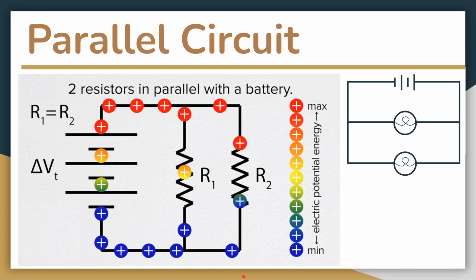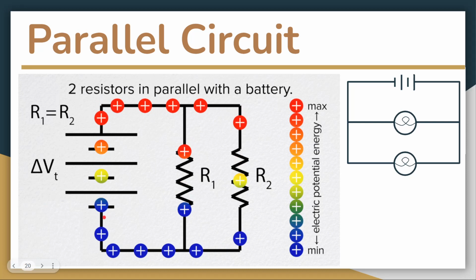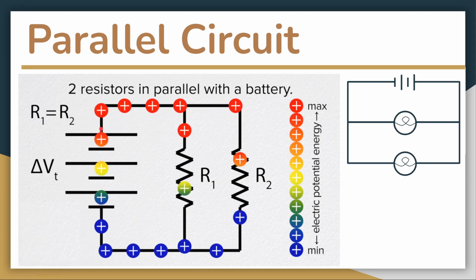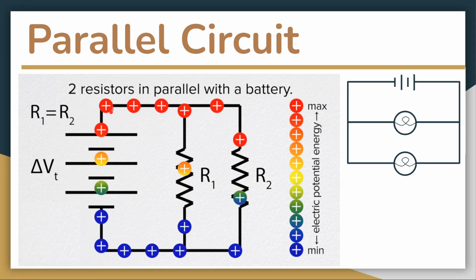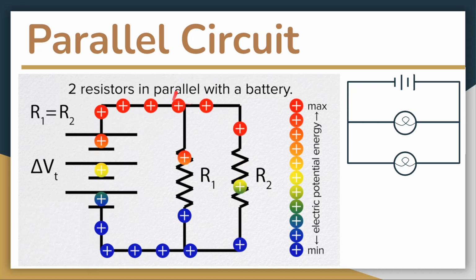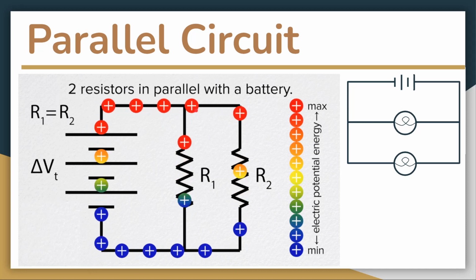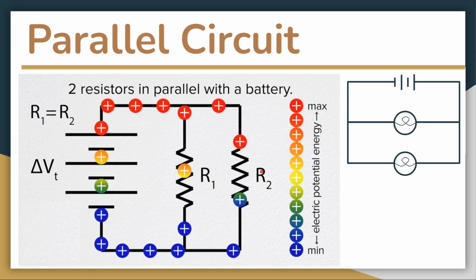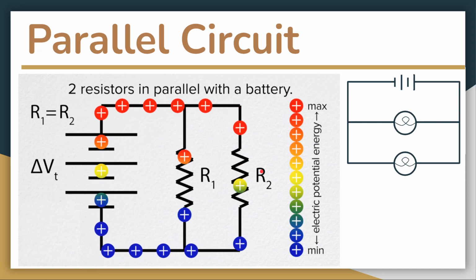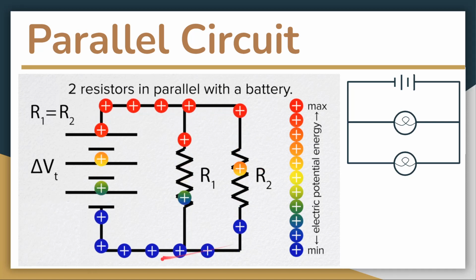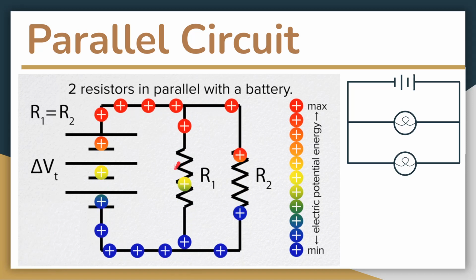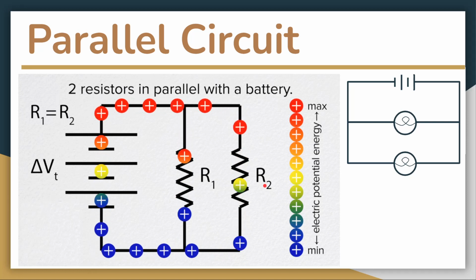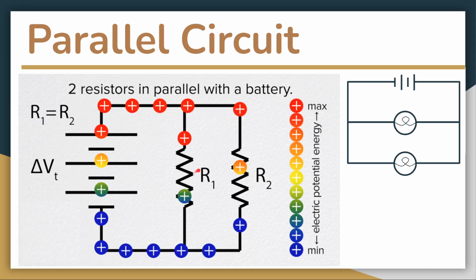Okay, and so here it looks kind of similar. My charges enter the battery having minimum electric potential energy. The battery does work to increase their electric potential energy, and so they leave and they're red. And then at this junction, some of them turn and go down, some of them continue forward. And so some of them go through R1 and some of them go through R2, but they're not going through both because they're on two separate loops. They rejoin each other here, they make their way back to the battery. This is what it means to have two resistors in parallel. Okay, so the charges only go through one or the other.